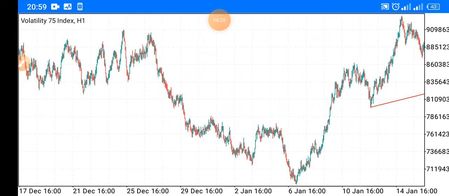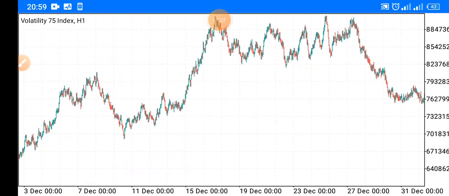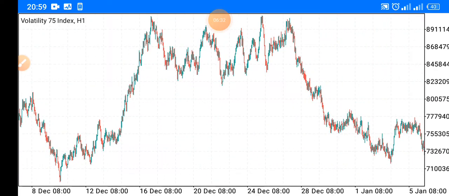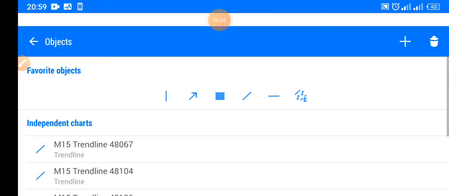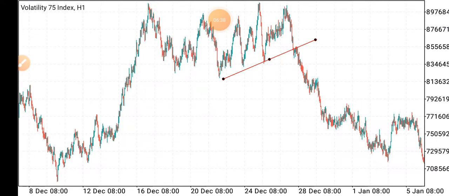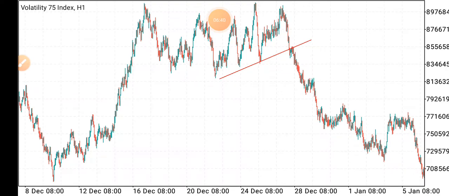Okay, so let's check if we can spot other examples of trend line breakouts. Okay, so right here, let's see, right there.